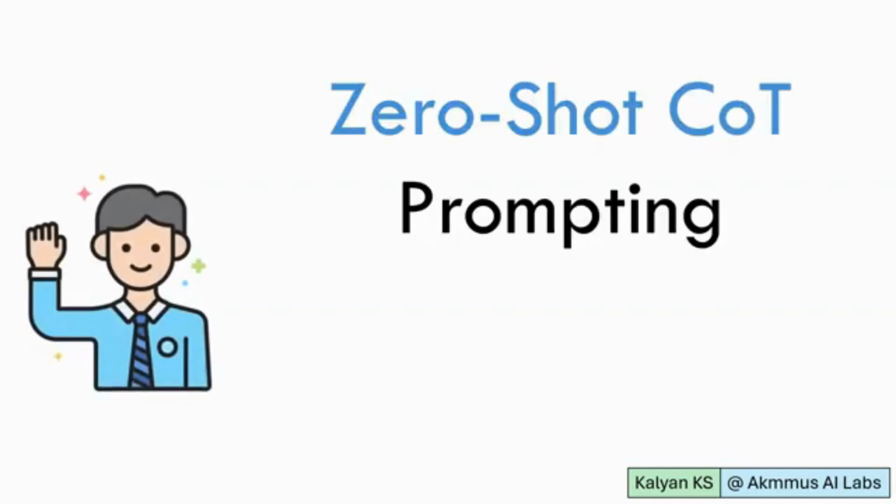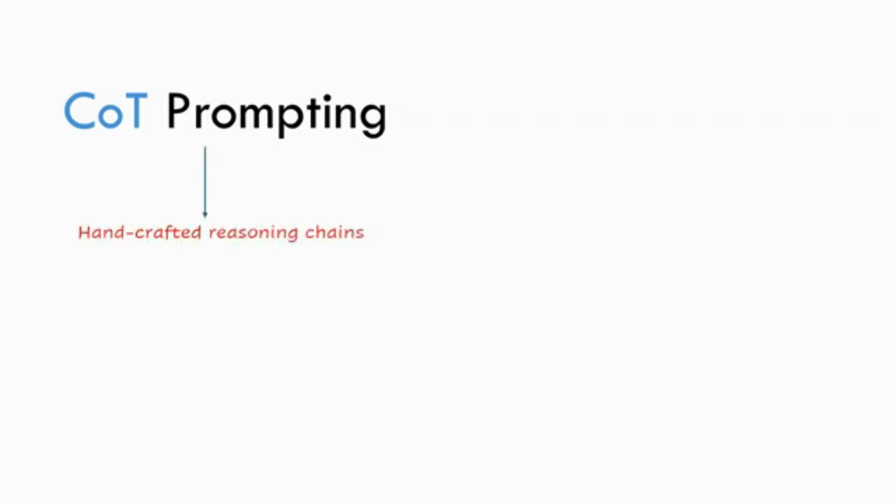Zero-shot chain of thought prompting technique. In detail, COT prompting enhances the reasoning abilities of LLMs. The main drawback with COT prompting is the requirement of examples with reasoning chains. This is because generating reasoning chains manually is a laborious and expensive process.